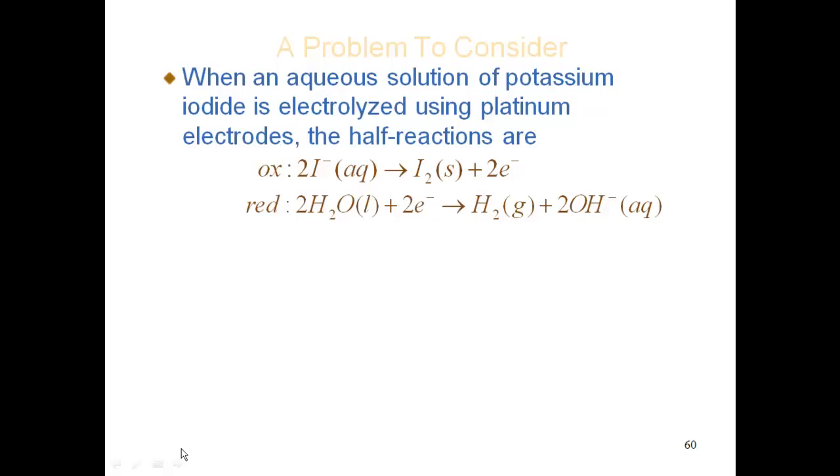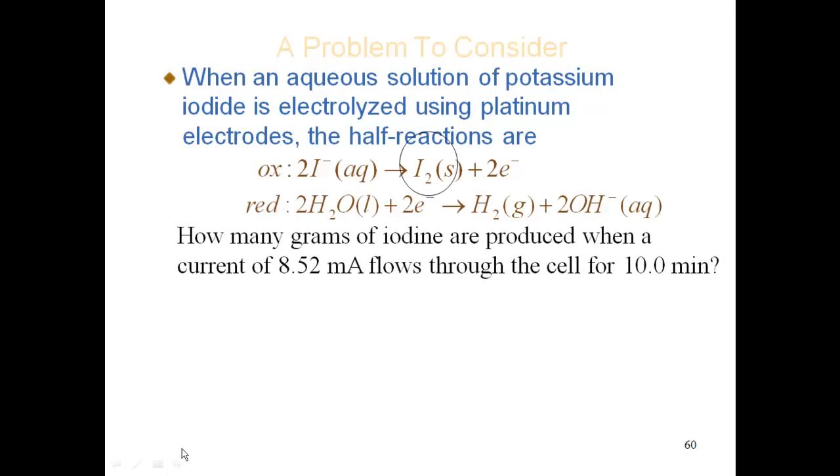The actual question is, how many grams of iodine are produced when a current of 8.52 milliamps flows through the cell for 10 minutes? So if I have this much current and this period of time, 10 minutes, we want to know the mass of I2 formed. So the first thing we have to do is convert that current and that time into coulombs.